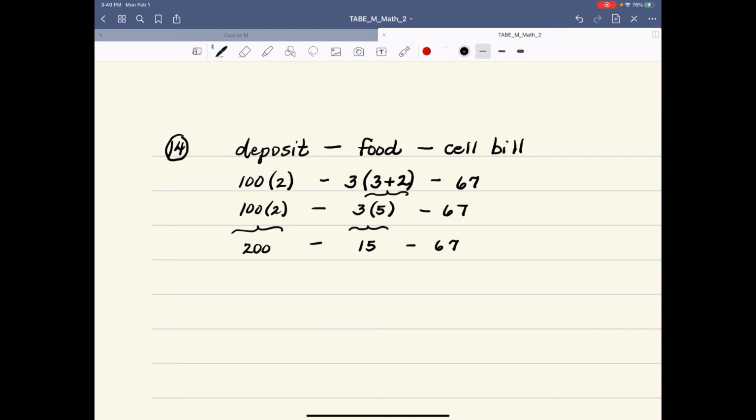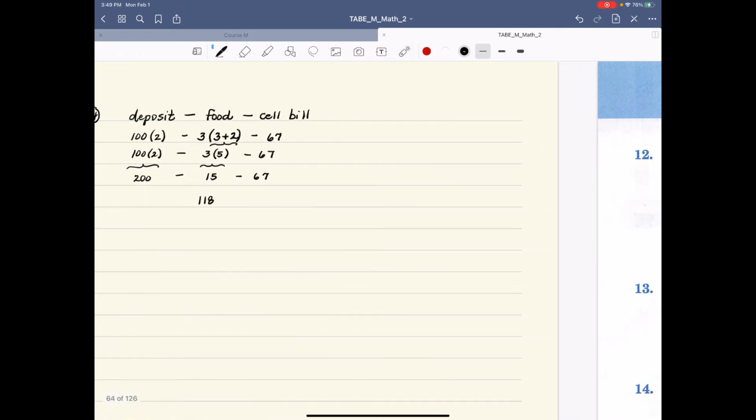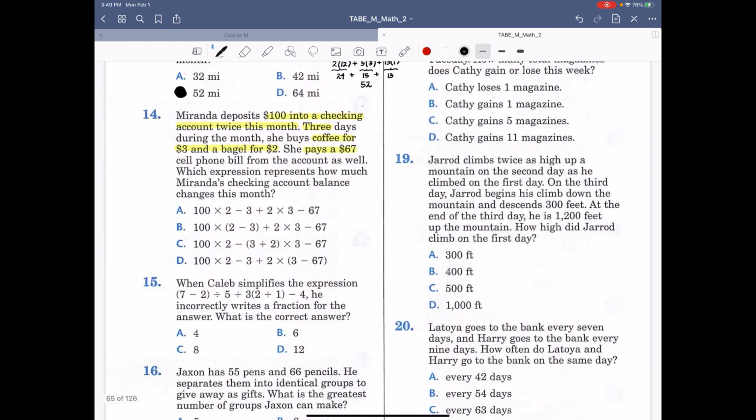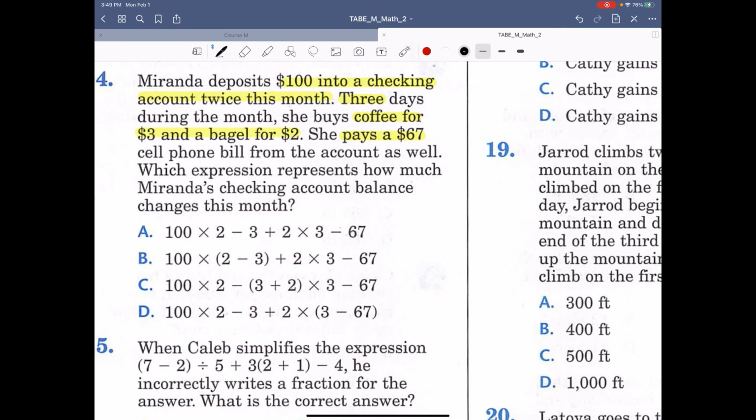So 200 minus 15 minus 67 is 118. And I believe that is not even the question, is it? The question is how did the balance change? How did her balance change during the month? And what we did was C. We multiplied the deposit, we subtracted the food, and then we subtracted the cell bill. So the answer to number 14 is C.